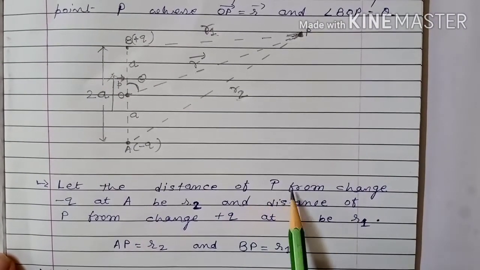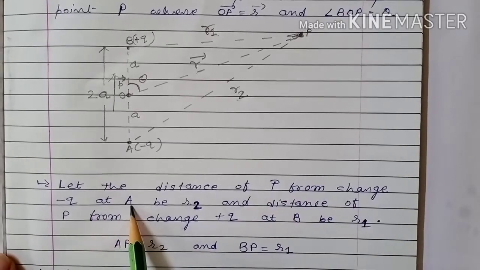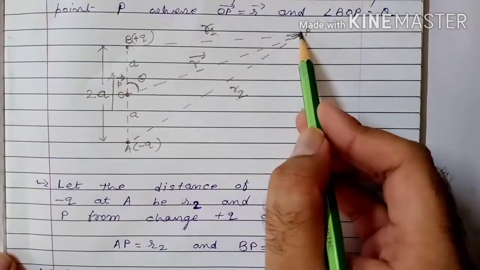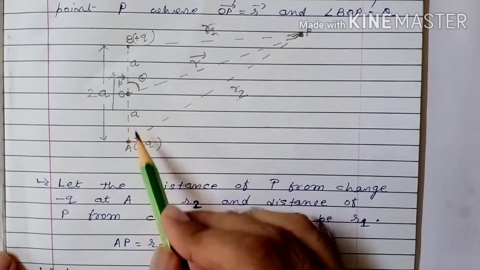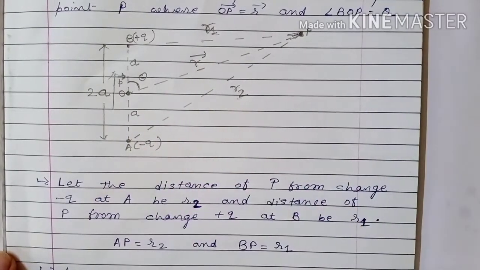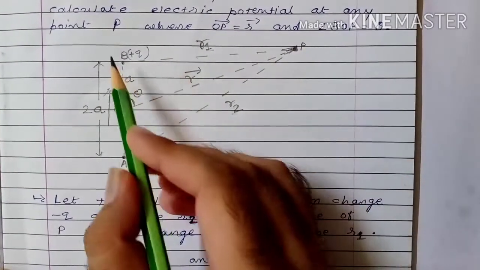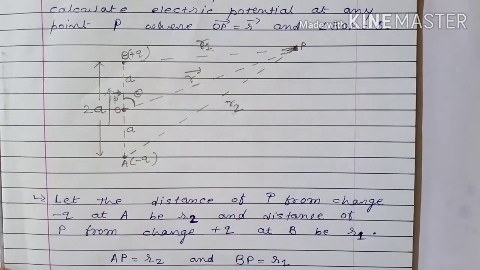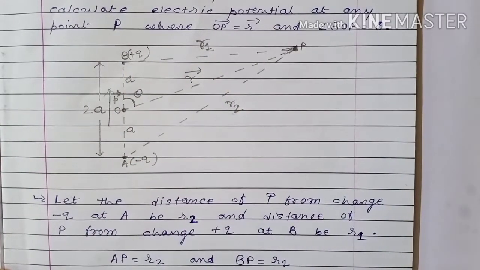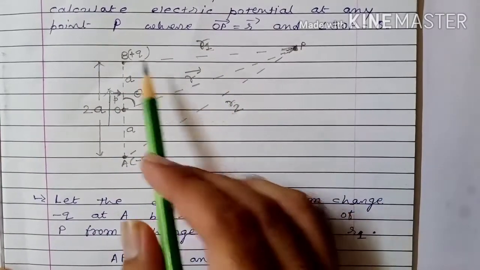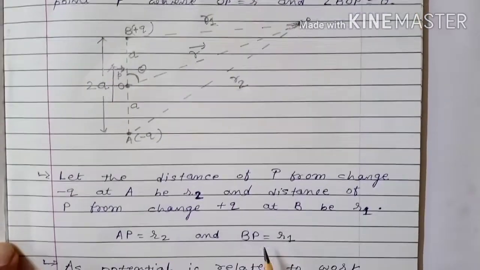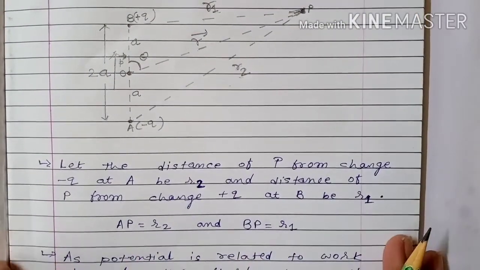Let the distance of P from charge minus q at A be r2. Point P from A is at a distance r2 and point P from B is at distance r1. Therefore, we can write AP is equal to r2 and BP is equal to r1. Correct?